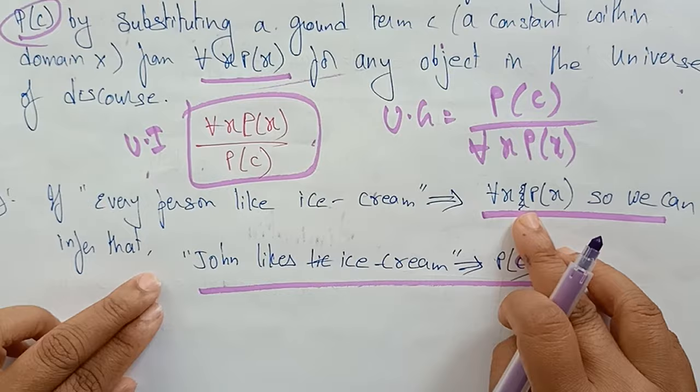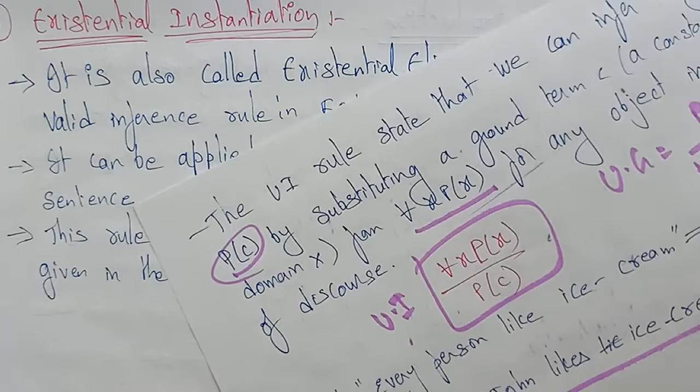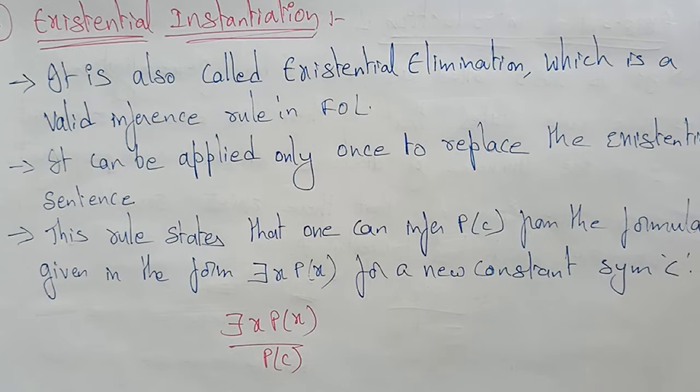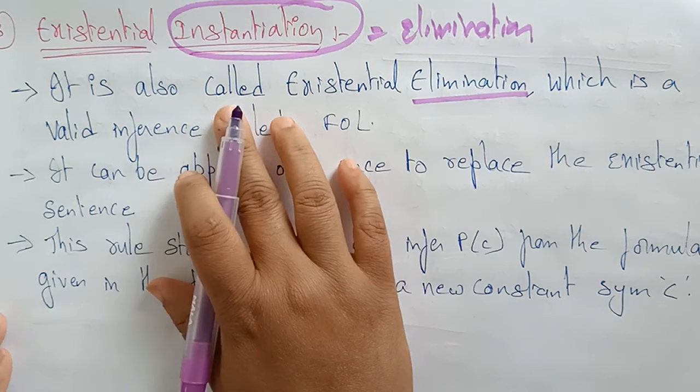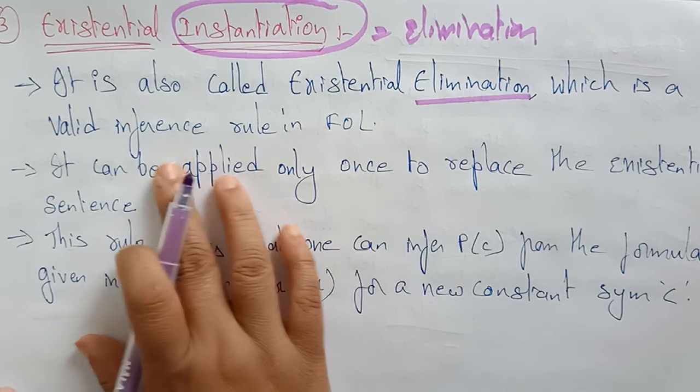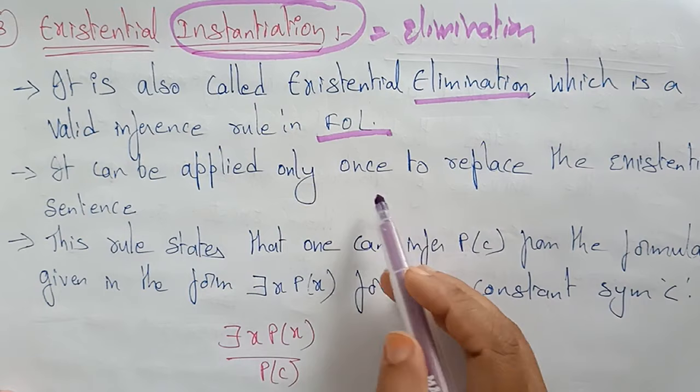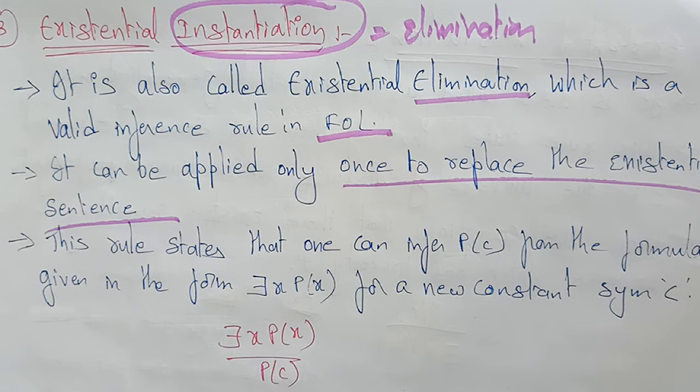Now let's see the other one, existential instantiation. It is also called existential elimination. I already said that instantiation, you can also call it elimination. So existential instantiation is also called existential elimination, which is a valid inference rule in first order logic. It can be applied only once to replace the existential sentence. Whereas in universal instantiation, you can apply it multiple times to add a new sentence. But in existential, you have to apply it only once to replace the existential sentence.